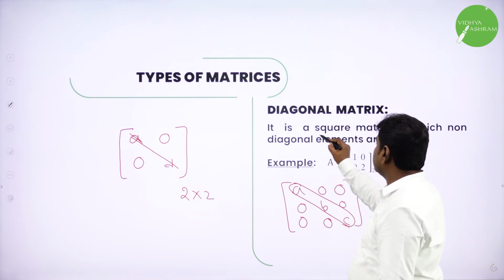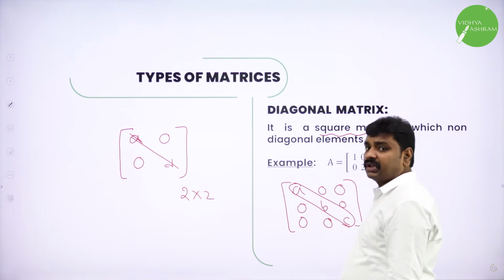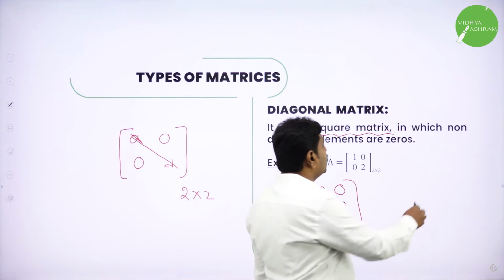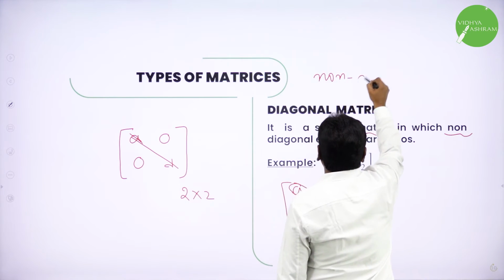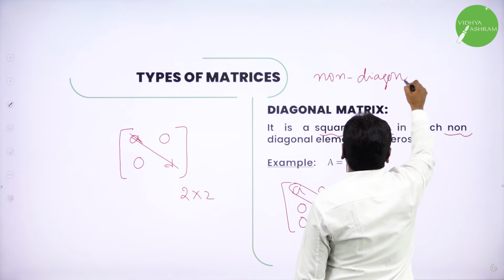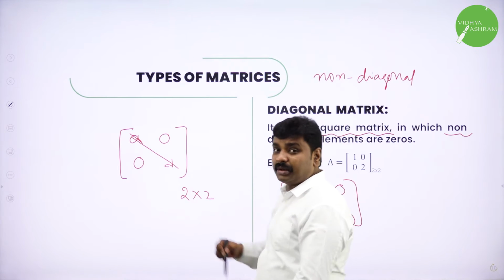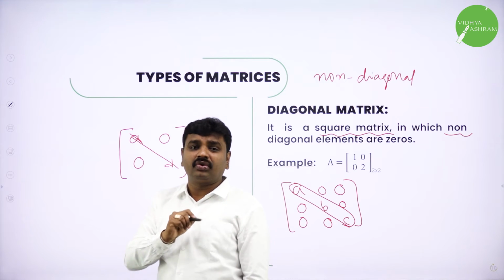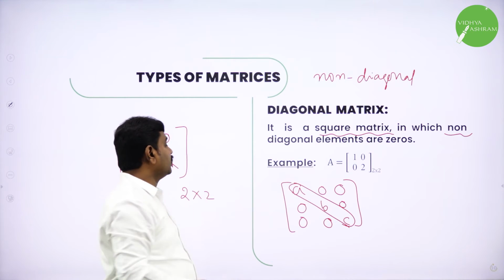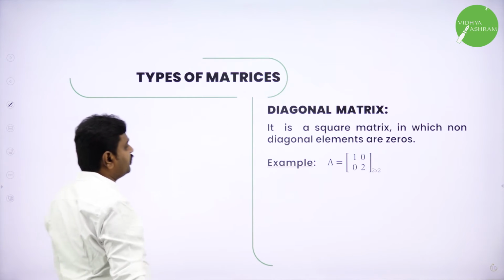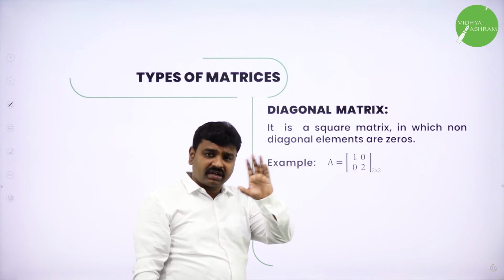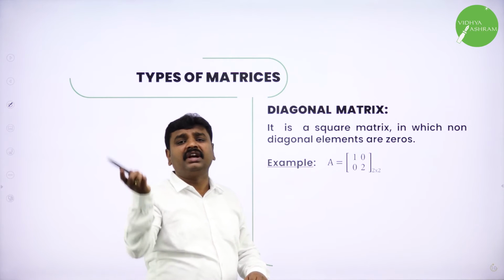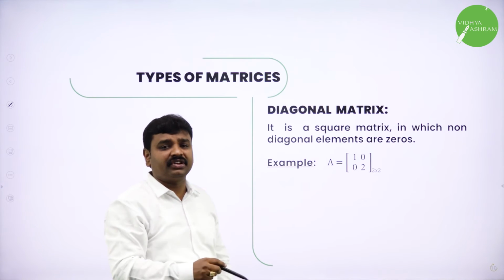What is a diagonal matrix? It is a square matrix in which, what is the speciality? Non-diagonal elements, meaning elements other than the diagonal, if they are zeros, we call it a diagonal matrix. So a diagonal matrix is a matrix in which elements other than the diagonal are zeros, or a matrix in which non-diagonal elements are zeros.